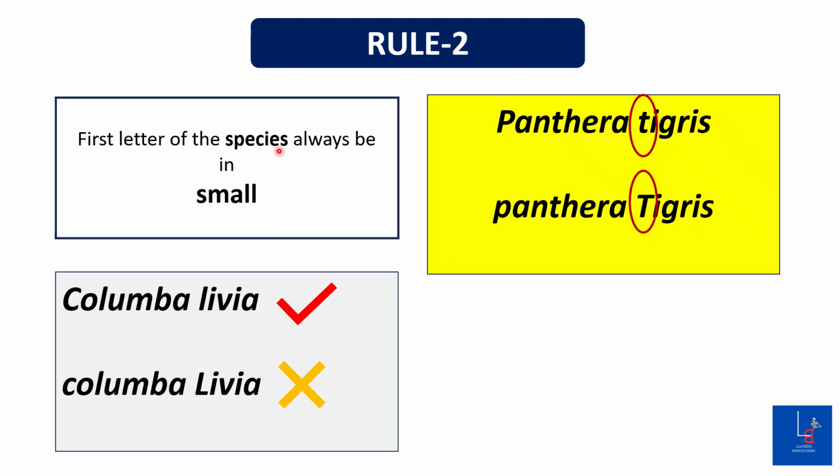Rule number two, species always starts with a small letter. Same thing, look here, the species starts with a capital letter, so it is wrong. It is also wrong because remember the genus must start with a capital. So it is completely wrong. And look at this example. Genus starts with a capital letter, species with a small letter. That means it has been written in a correct way. Columba livia with small caps is absolutely wrong. This is absolutely right. Rule number two, species starts with a small letter.